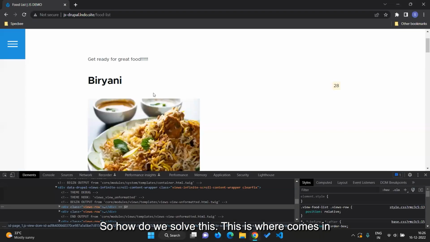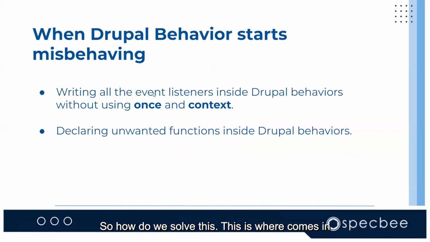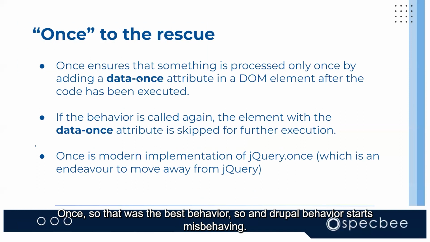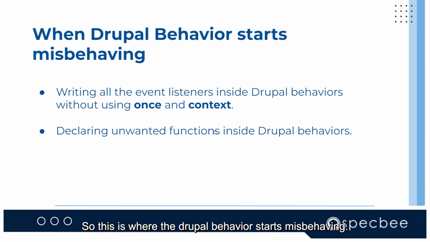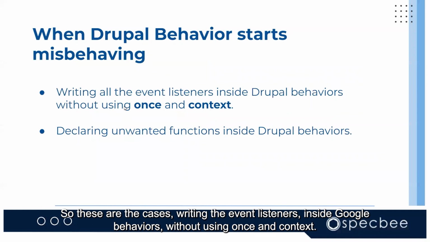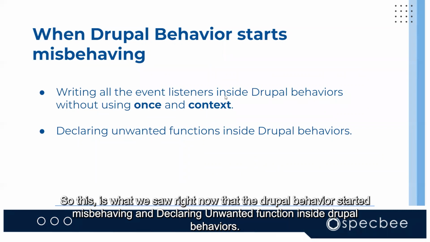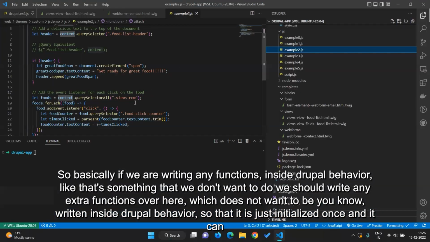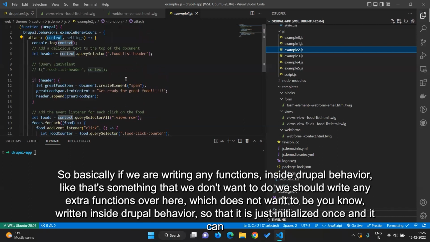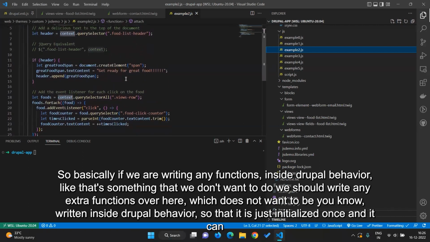So this is where once comes in. That was the misbehavior. This is where the Drupal behavior starts misbehaving. These are the cases: writing the event listeners inside Drupal behavior without using once and context. This is what we saw right now, that the Drupal behavior started misbehaving, and declaring unwanted functions inside Drupal behavior is something that we don't want to do.